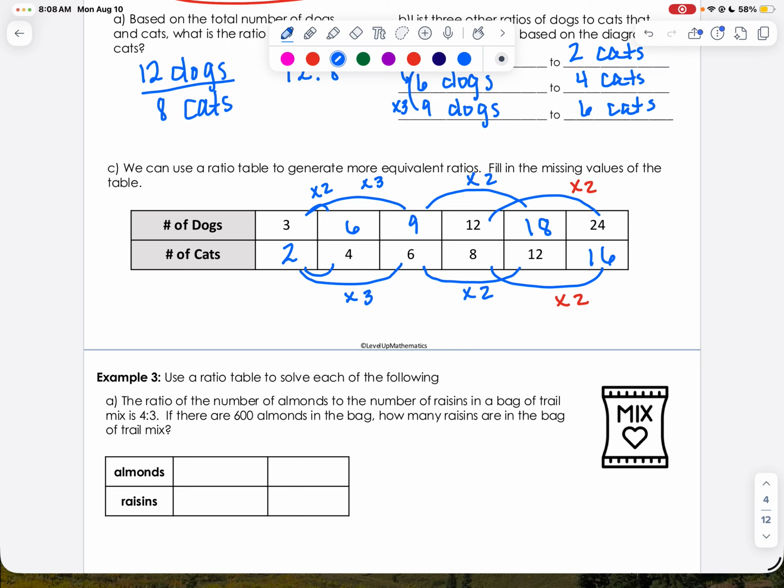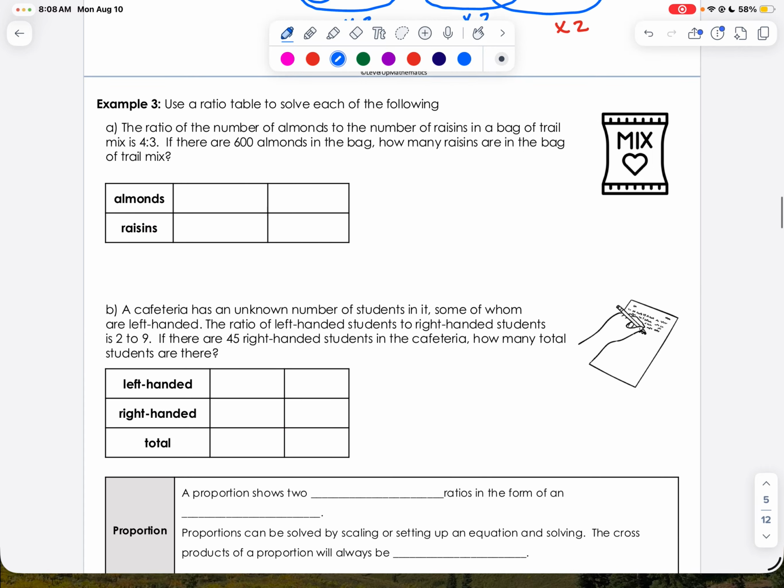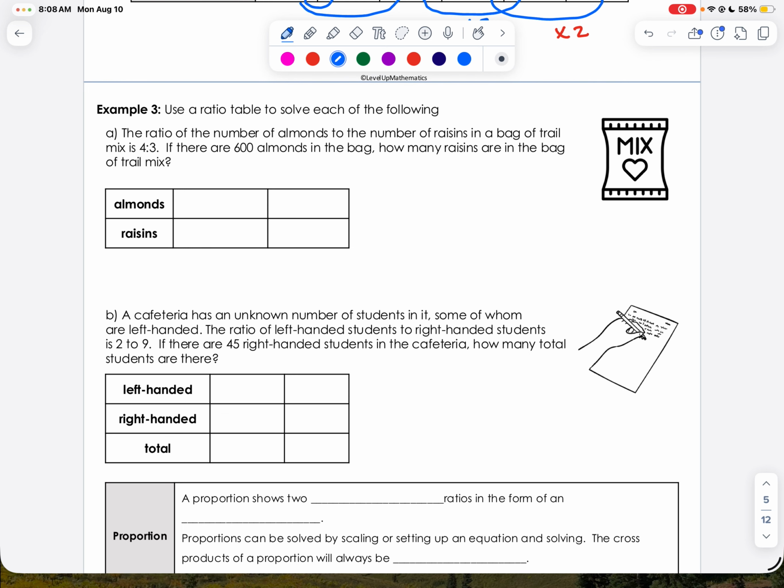All right. Now let's use a ratio table to solve a couple of real world problems. In example 3, it says use a ratio table to solve each of the following. So it says in part A, the ratio of the number of almonds to the number of raisins in a bag of trail mix is 4:3. So in my ratio table, I've got the two things we're comparing, which are almonds to raisins. Then I'm going to put down the ratio that was given, and it was 4:3.